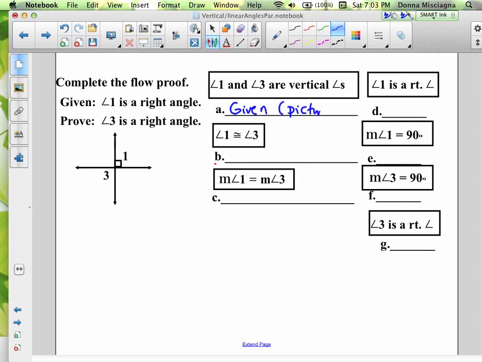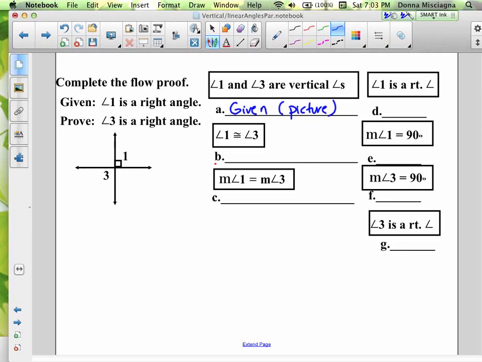So things like a right angle being marked. Even if they didn't tell us angle 1 is a right angle, the fact that it's marked in the picture makes that a given. And in this case, we know they're vertical angles because it is in the picture, right? We don't have to make any assumptions, like maybe that looks like they're vertical angles. No, they are vertical angles. You've got two intersecting lines, and those are on opposite sides of those intersecting lines.